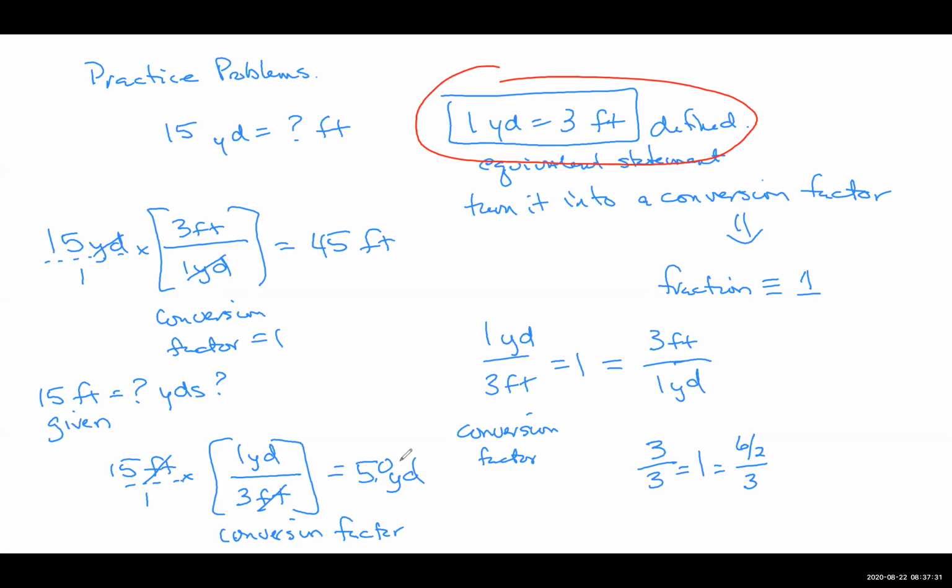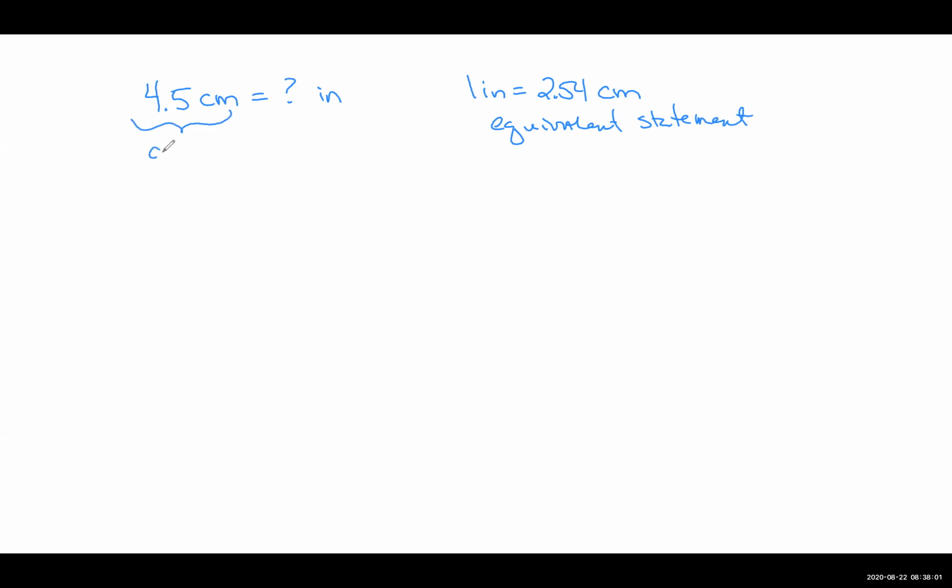So this is the very basic type of problem that you would do for any kind of conversion. So let's try another one. What if I asked you 4.5 centimeters equals how many inches? You need an equivalent statement. The equivalent statement is that 1 inch equals 2.54 centimeters. So this is my equivalent statement. If you don't have this, you can't solve the problem. So this is my given.